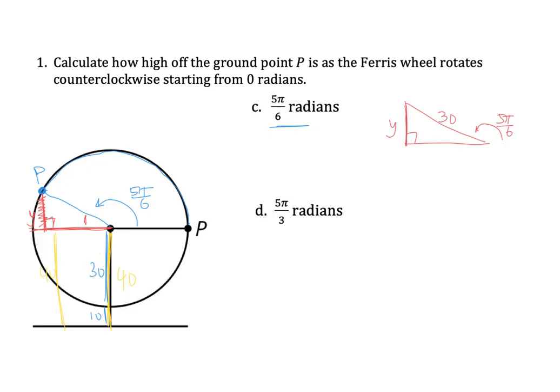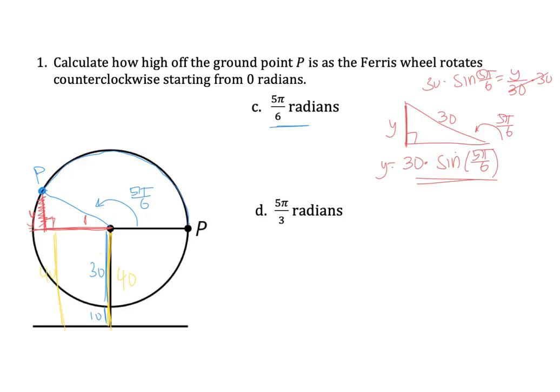To get the y value, I just take sine of the angle measure that I rotated. So if I take sine of the angle measure that I rotated, I'm going to get my y value, but then the triangle is 30 times bigger, so I have to multiply that by 30. Or you could say sine of the angle measure is opposite over the hypotenuse, but then I'm going to multiply each side by 30, so I get 30 times sine of 5 pi over 6.